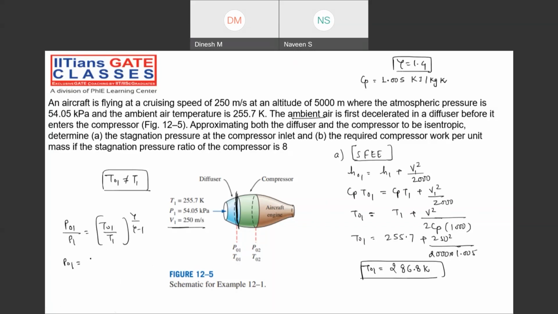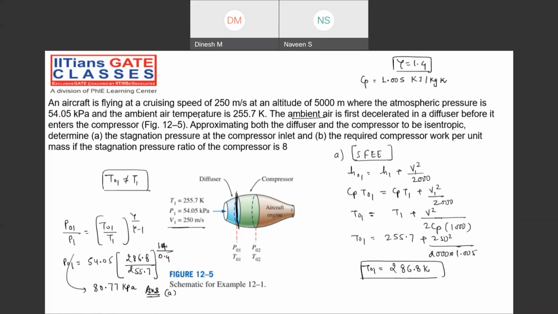So P01 will be P1, 54.05, times T01, which is 286.8, divided by T1, which is 255.7, to the power 1.4 divided by 0.4. So from here, what is the P01 value? Suppose you calculate, you will be getting 80.77 kilopascal. That is the answer for the first question, the answer for part A. Understanding my point?